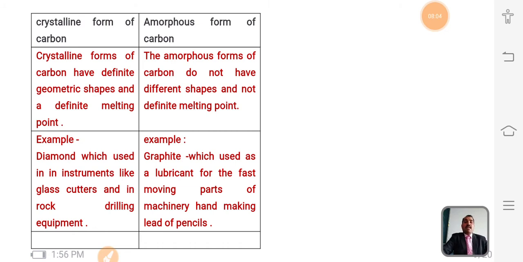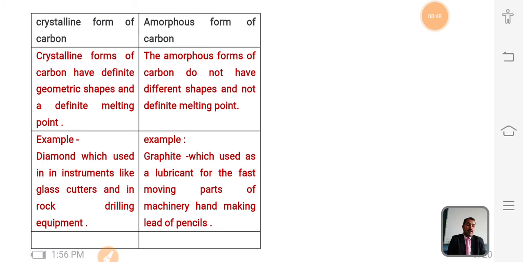For diamond, you can say that it is used in instruments like glass cutters and rock drilling equipment due to its hard nature. If you want to give some more examples of diamond: diamonds are used by eye surgeons as surgical tools to perform certain eye surgeries with great precision, and diamonds are used for making jewelry because of their extraordinary brightness.